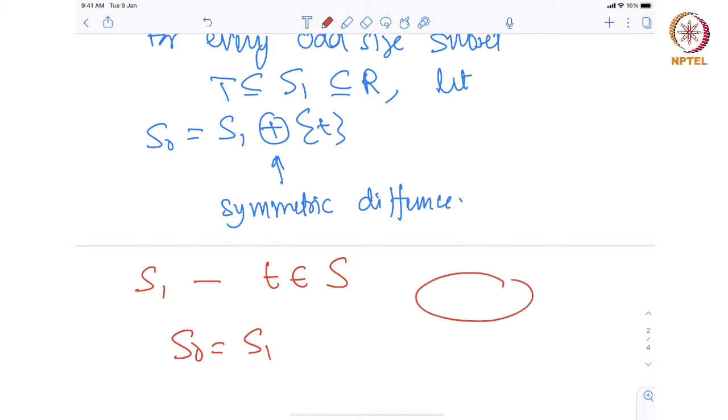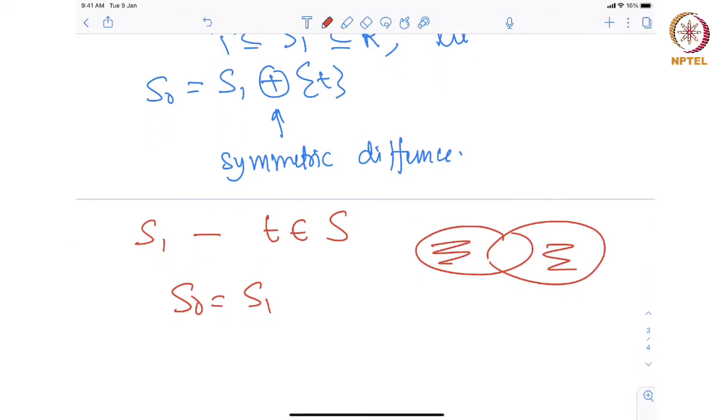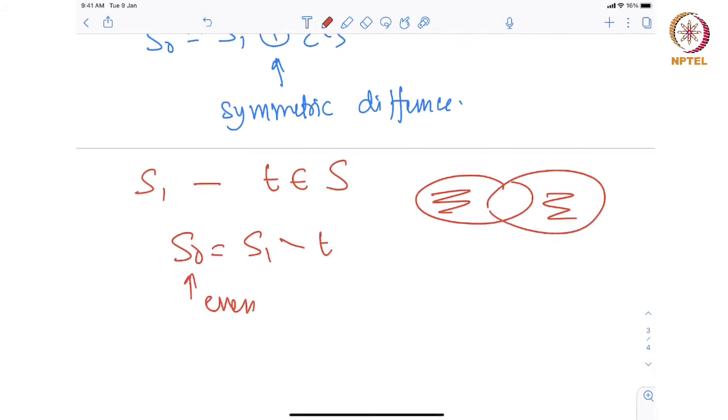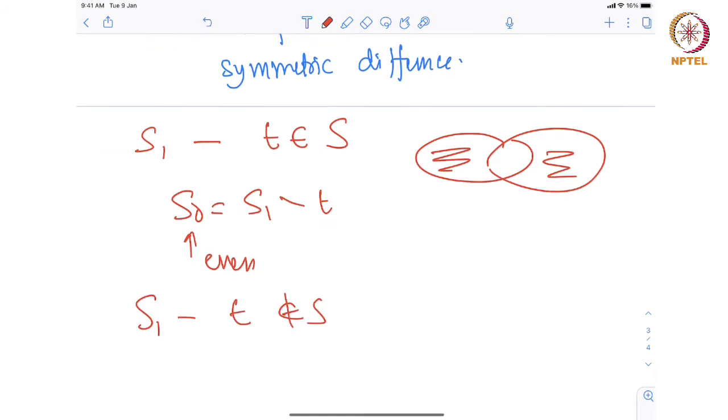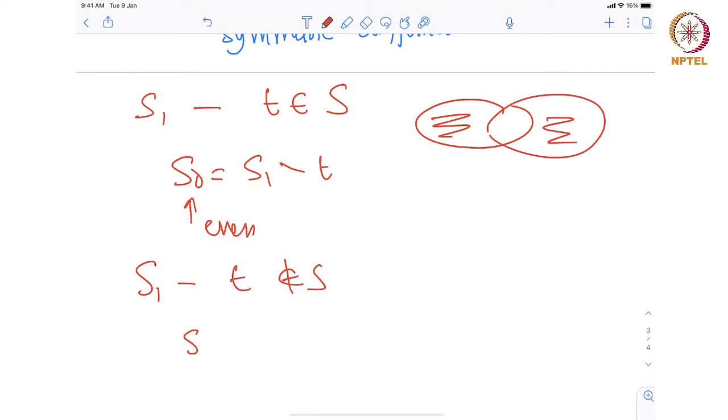So symmetric difference means this and this, right? Now if T belongs to this, then what is S0? It is basically S1 minus T, okay? And in this case, S0 is even. Now look at S1. Now T does not belong to it, then S0 is what? It is S1 union T, right?